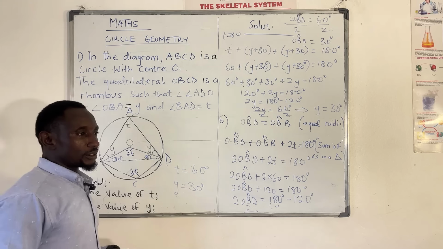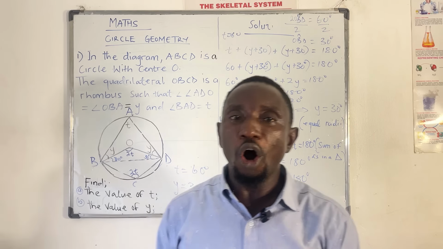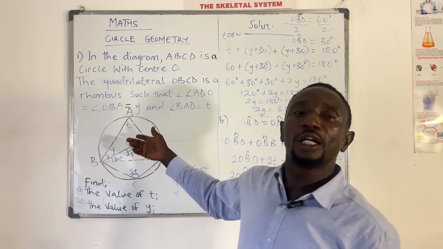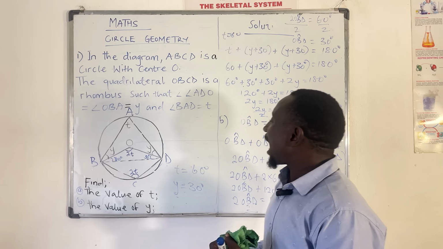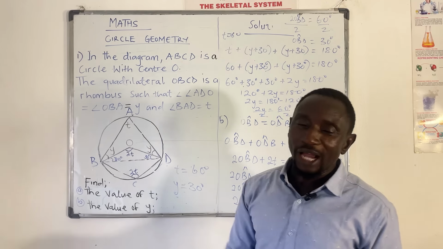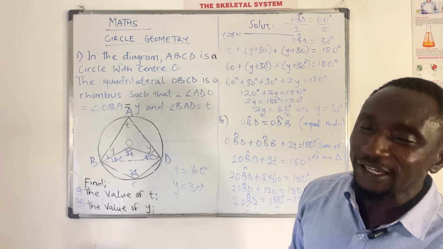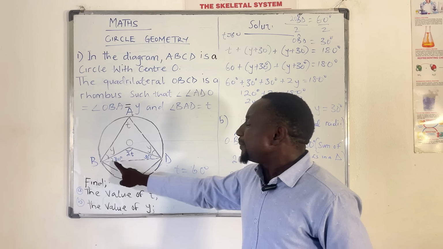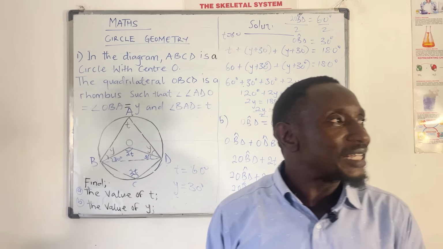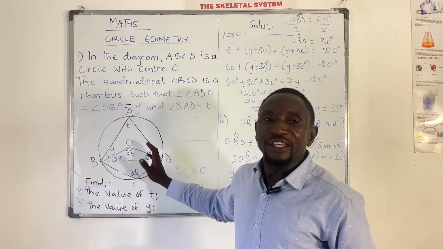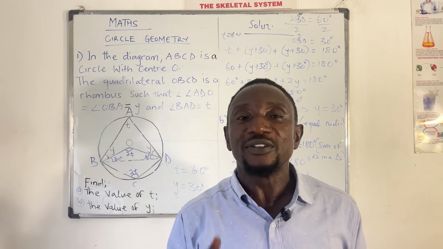Now, we applied up to almost 3 theorems here. We applied angle at the center is twice the angle at the circumference. We also applied sum of angles in a triangle is equal to 180. We also applied that the base angles of an isosceles triangle are equal. So you can see in a question like this, you might need to apply more than 2 or 3 theorems as the case may be, which is very, very important.